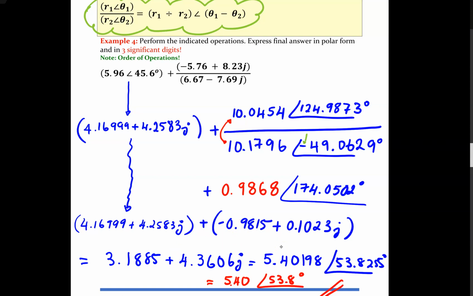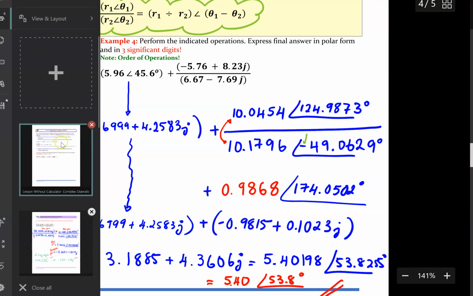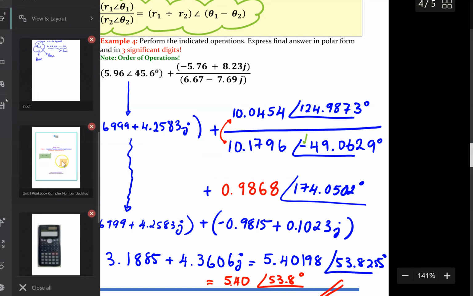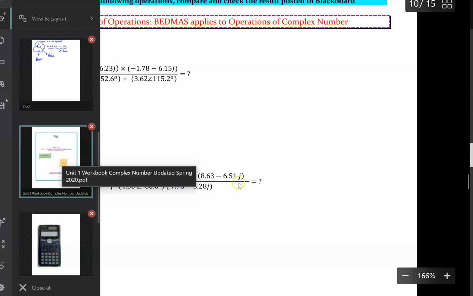I have a few minutes left in this lesson. Honestly, why do I need to go through all of this? Because we need to apply this in calculating the LC AC circuit. I would like everyone to take a look at this document that I'm going to show you next. It's actually in our workbook, the workbook that we have for this unit.